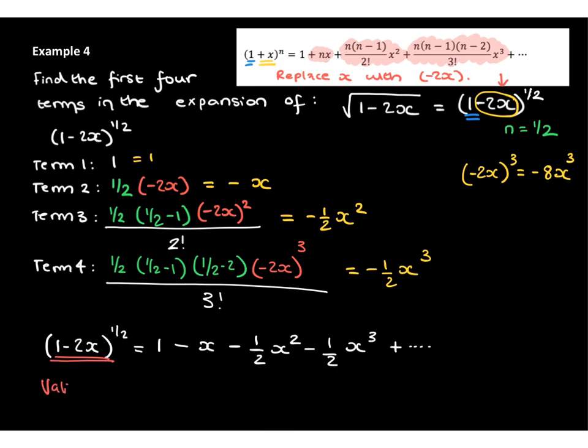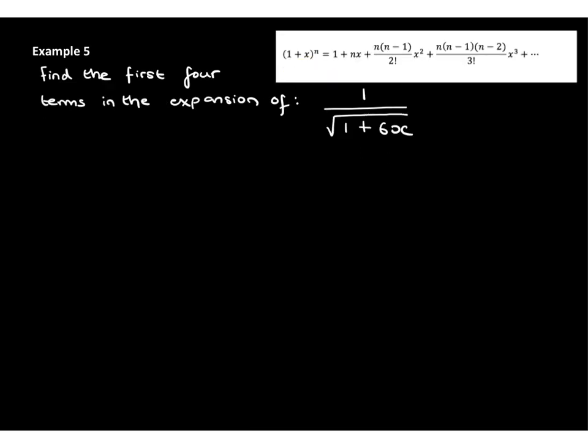It is going to be valid for mod 2x less than 1, which simplifies to give me mod x is less than a half, or if you prefer, x lies between minus a half and a half. Again, more on that later on. So as we build up our repertoire of examples, let's look at the next one.